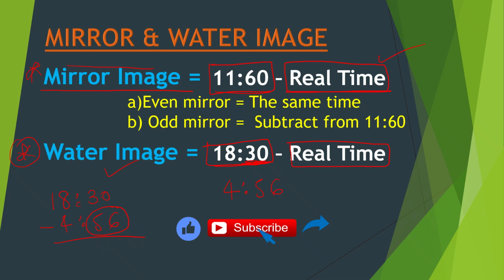In that case, when you want to subtract the real time, this should be the bigger number than the real time. If they ask at 4:56, you observe how you can subtract 30 from 56, how you can do that. A smaller number, you can't subtract from a bigger number, correct? So what you need to do in that case? If it is 4:56, what you need to do is, 18:30 is there, correct? So in that case, what you need to do?